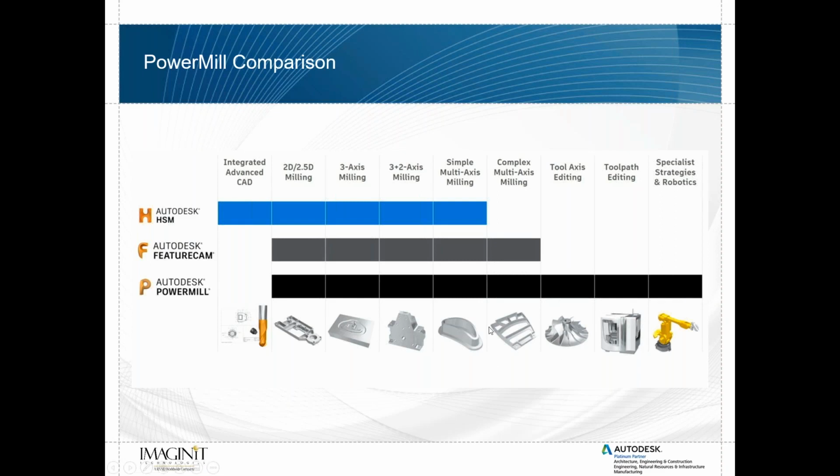So if you are still just doing 3-axis and simple 5-axis, just keep in mind with PowerMill, it gives you that ability to scale. So if you are looking at investing in a higher end 5-axis machine or a robot, PowerMill is going to help you program that as well. So you have that flexibility moving forward.